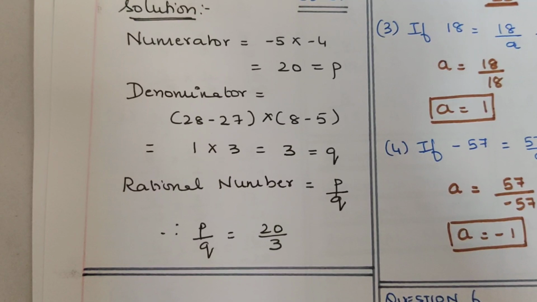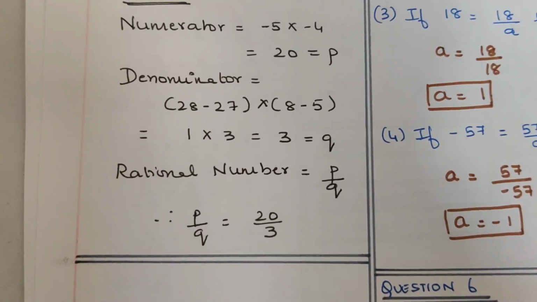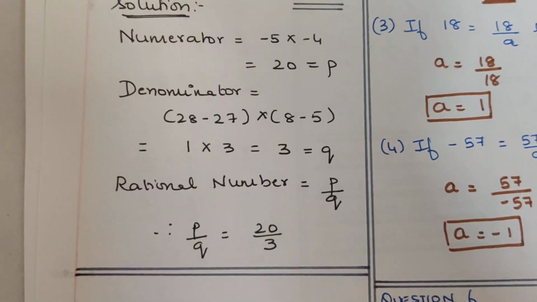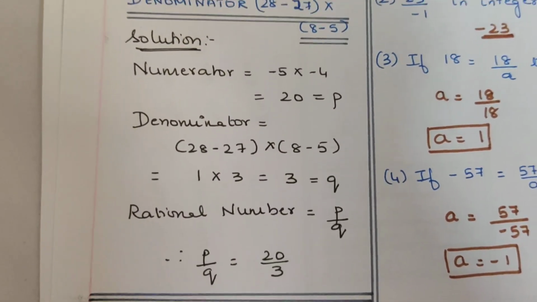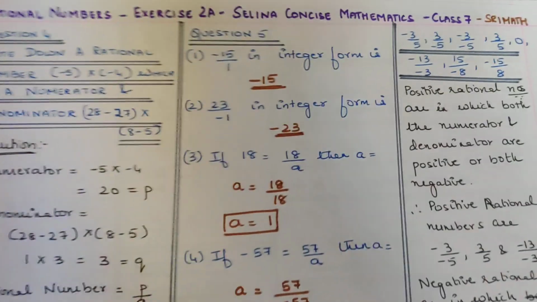How is the rational number expressed? Is expressed as P by Q. Therefore, the required rational number will be 20 by 3. Isn't it easy? Yes, it was pretty simple and easy. Let's move on to the fifth sum.